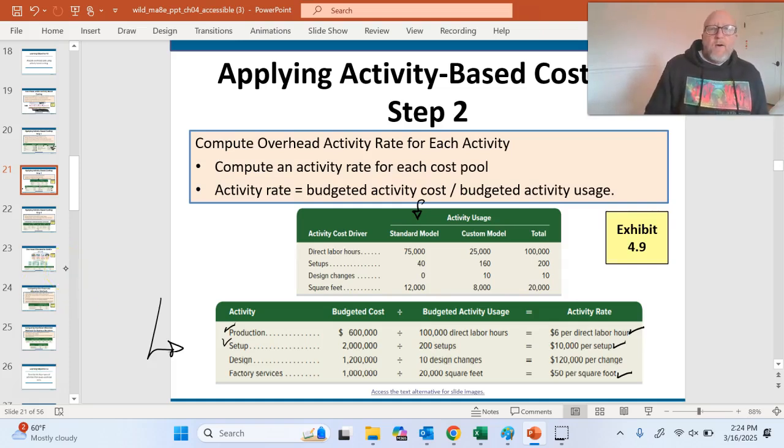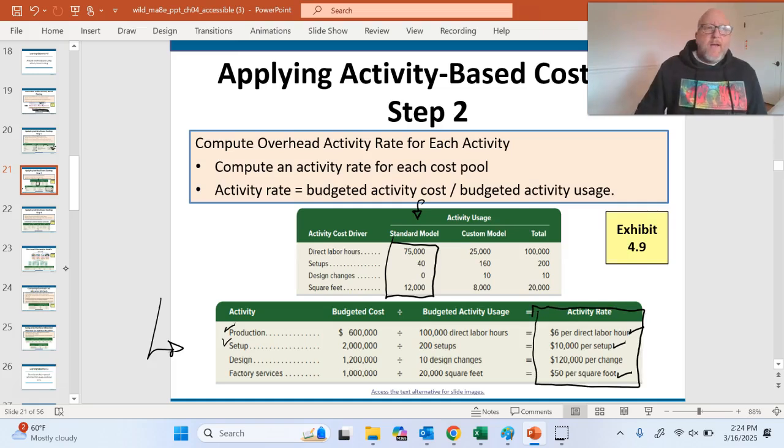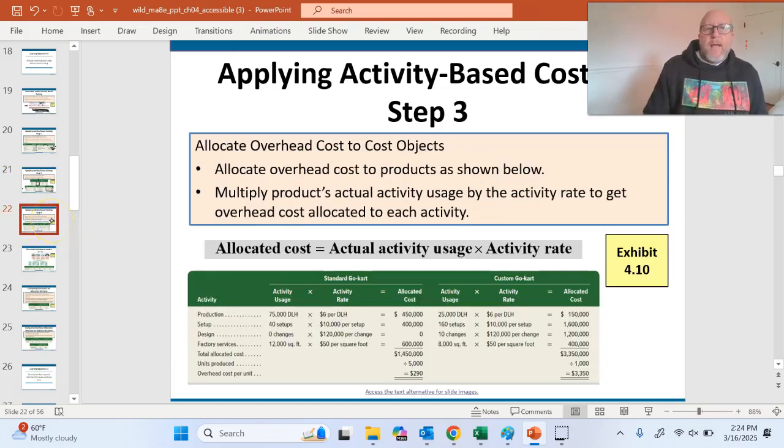Then I think we can take all of this information, the usage, in addition to the way that we are going to allocate, and we can now figure out how much overhead we would allocate to the standard model. Again, here are the 4 activities. 1, 2, 3, 4. We just walked through them all. We said the standard model is going to use 75,000 hours of labor. We're going to allocate $6 of overhead associated with the production process. And therefore we are allocating 450,000.